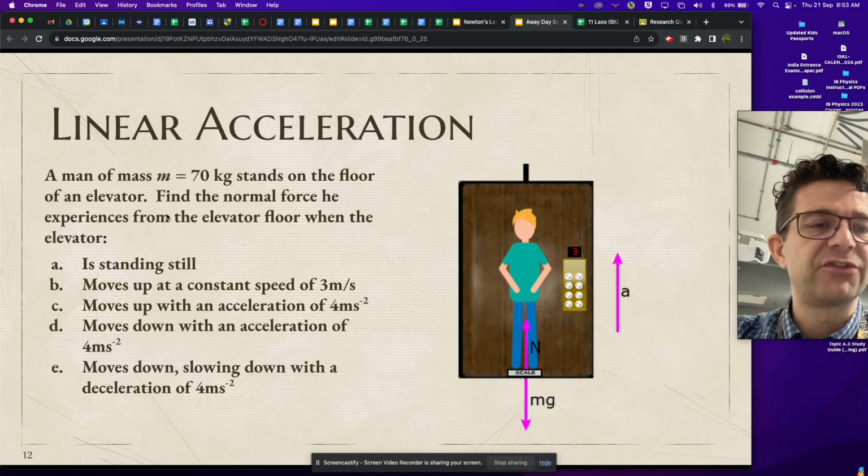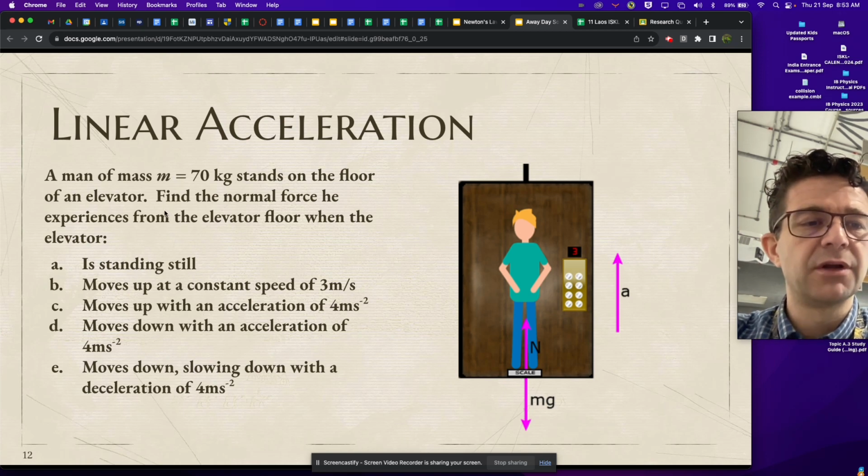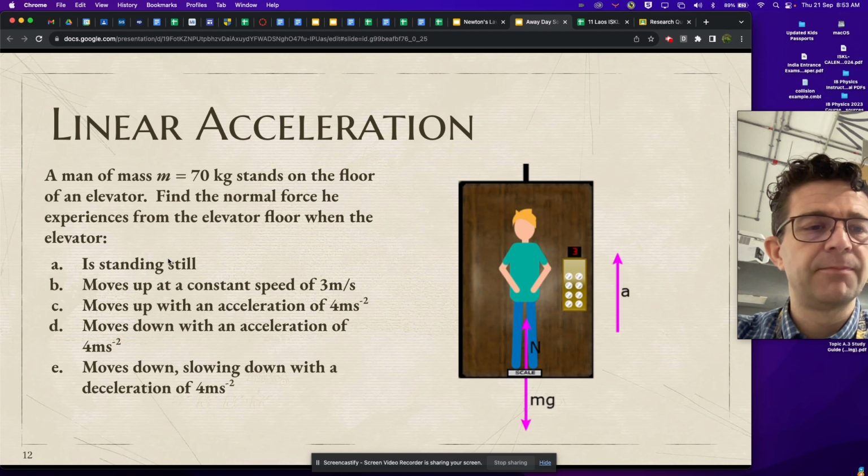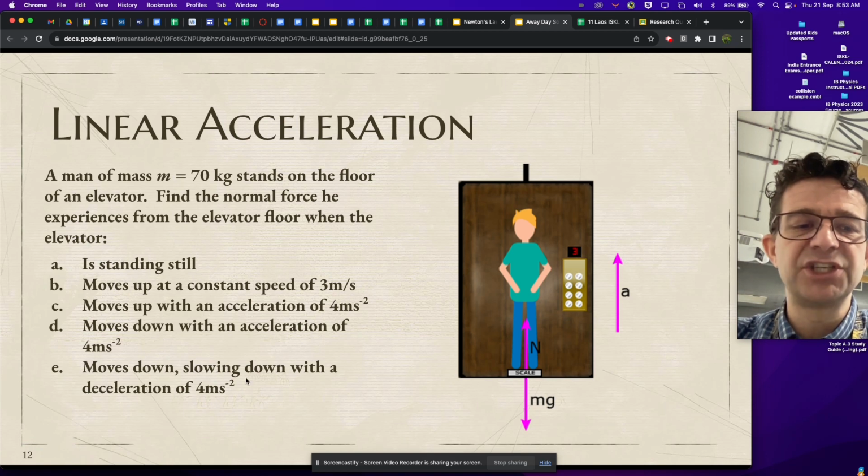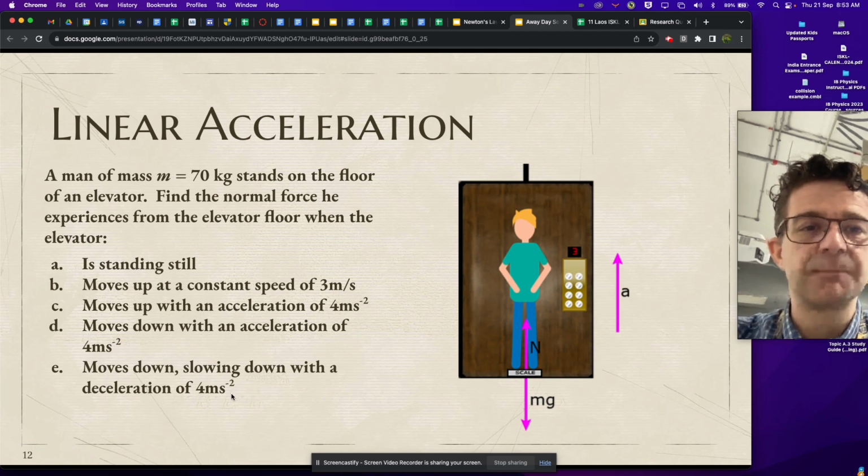Find the normal force he experiences from the elevator floor when the elevator is standing still, moving up at a constant speed of 3 meters per second, moving up with an acceleration of 4 meters per second squared, moving down with an acceleration of 4 meters per second squared, or moving down but slowing down to a stop with a deceleration of 4 meters per second squared.